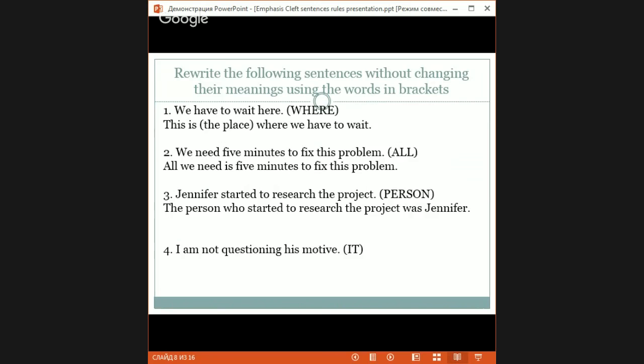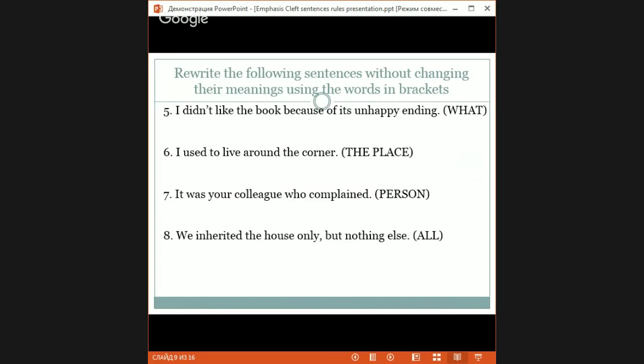I'm not questioning his movie. Oh, sorry, about Jennifer. It was Jennifer who started to research the project, but we don't use person here. I just wanted to show you one more option. And with it, the last sentence: it isn't his movie that I am questioning. Let's look at the next ones.